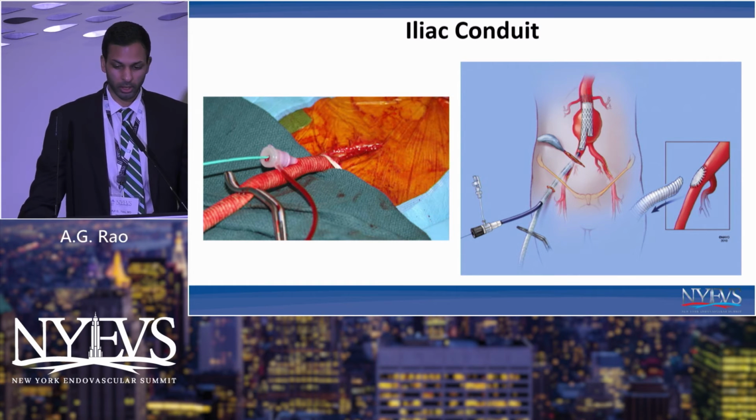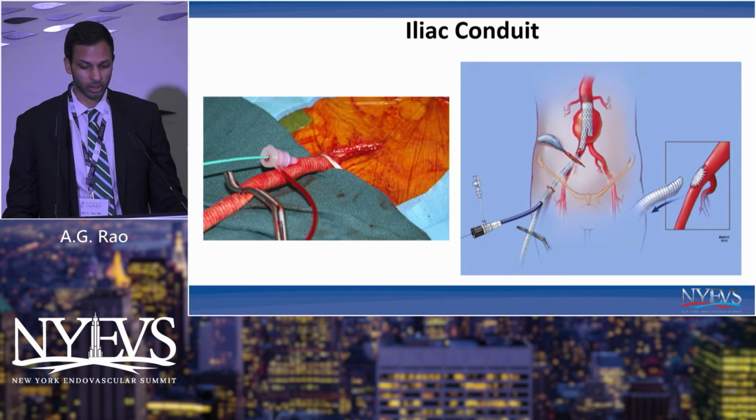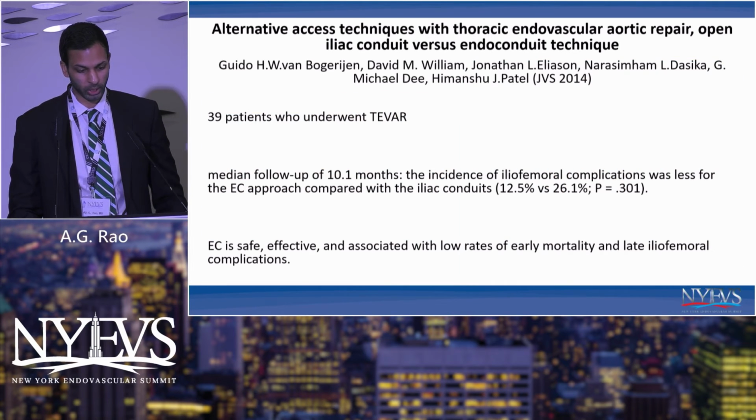The other option that should always be considered is the iliac conduit. So if your external iliac and your distal common iliac artery is very diseased, doing a small cut down, a retroperitoneal incision, and then sewing a graft onto that is another way to bypass that disease segment and then just over sewing it at the end. And so before the endoconduits, I would say this was more common.